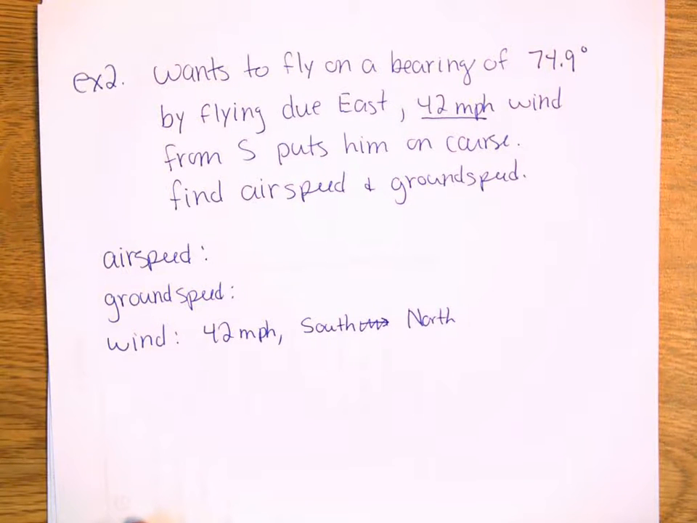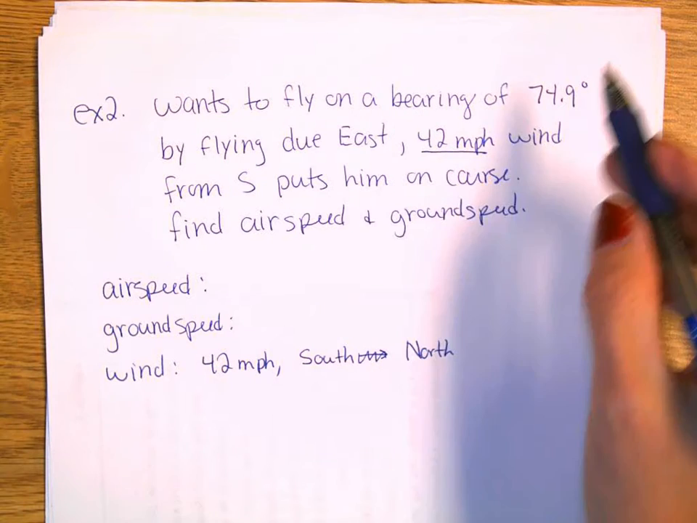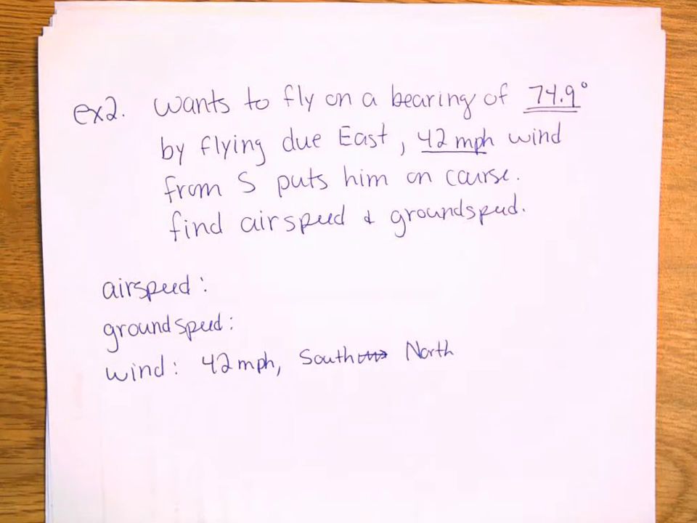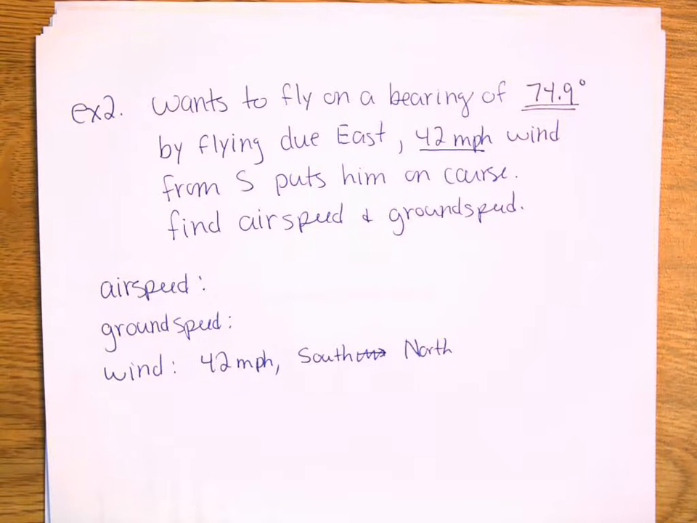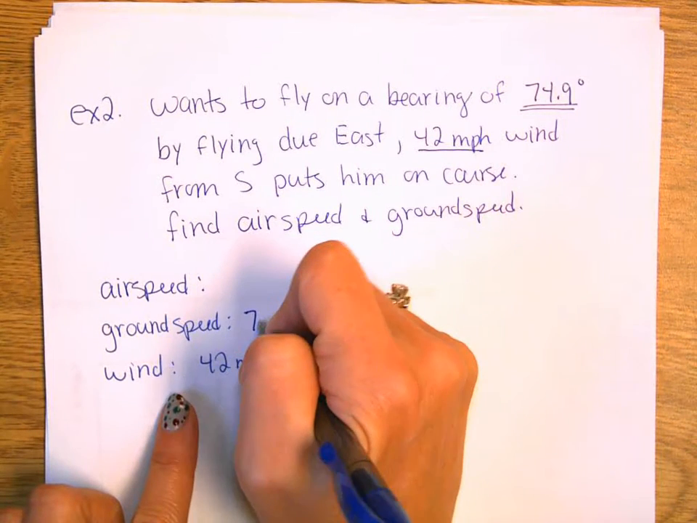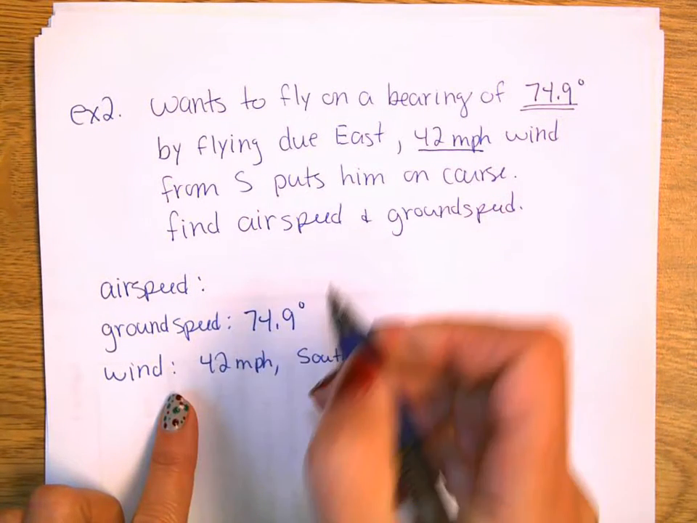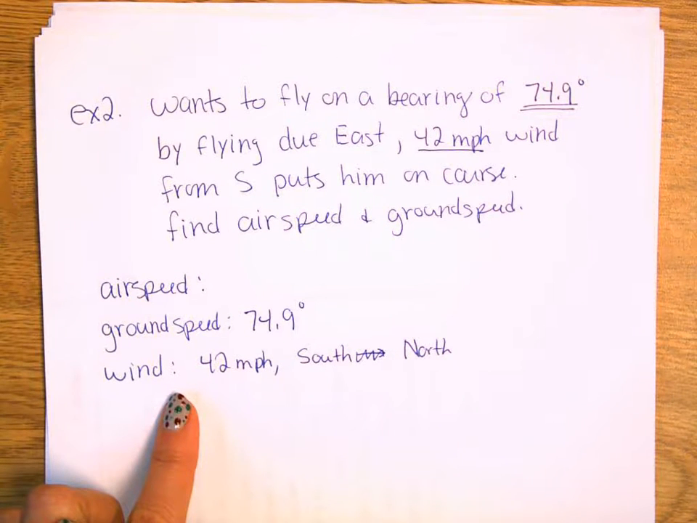It says he wants to fly on a bearing of 74.9 degrees. Which vector would that be if that's where I want to end up? Which is the resulting vector of where I actually end up with my plane in the sky? Is that the airspeed or is that the ground speed? Ground speed. So this 74.9 degrees is my ground speed vector. I don't know how fast it is, but I know its direction.